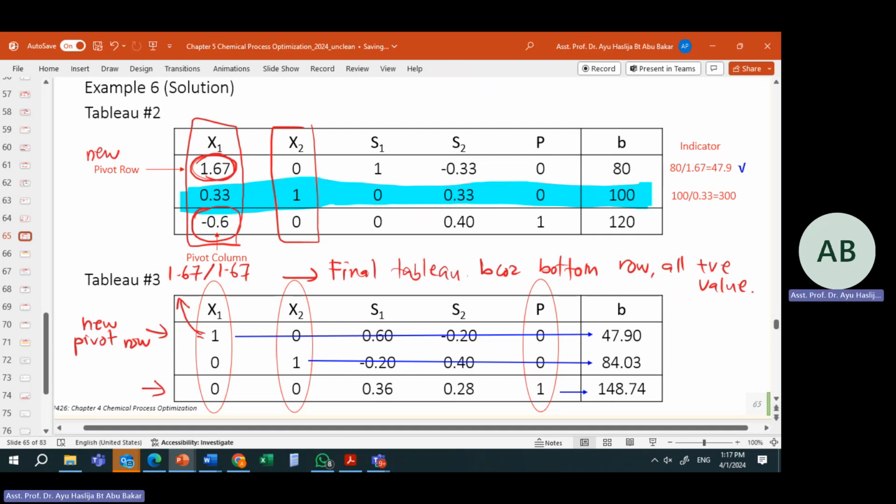Okay, so from there you can conclude that each is equivalent to the beta. So x1 equals this beta value, x2 equals this beta value, p equals this beta value. Okay, s1 and s2 equal 0.